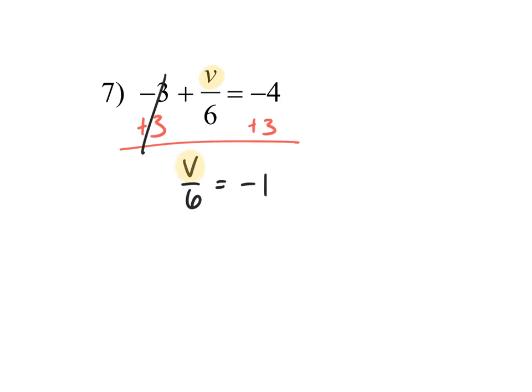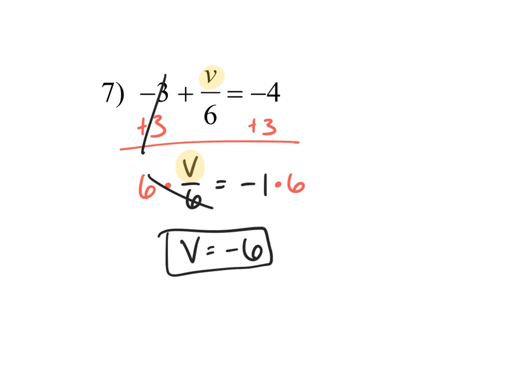Now we're at the point where we could get that v by itself. What is happening to the v? It is being divided by 6. Well, to undo divide by 6, you have to multiply by 6. Therefore, you're left with v is equal to -6. Any questions on that? It's too easy.